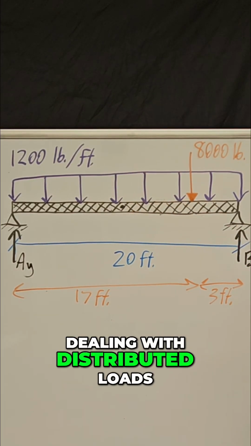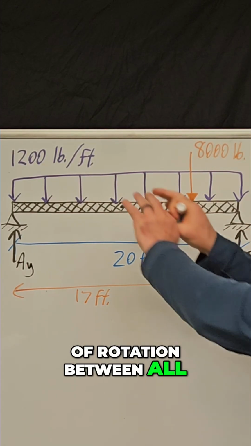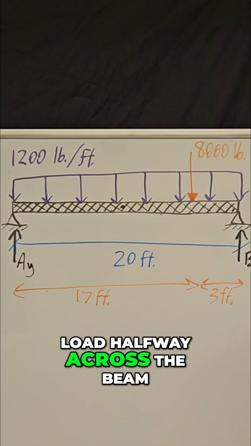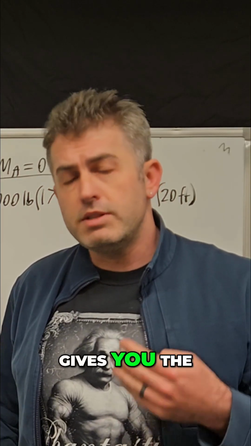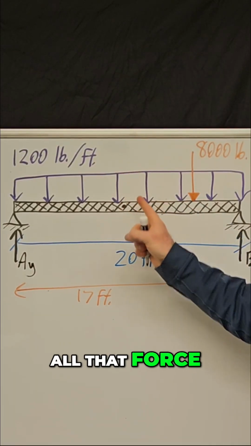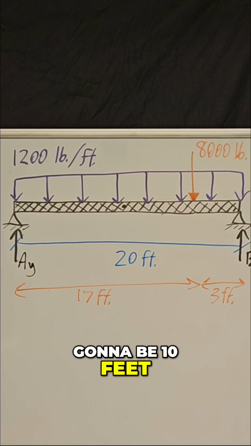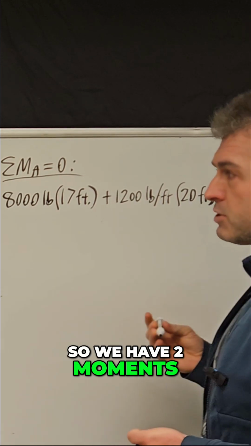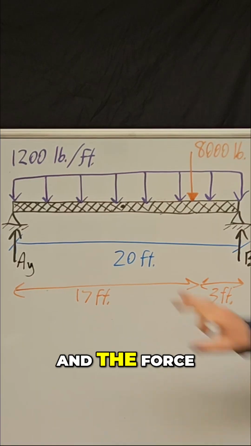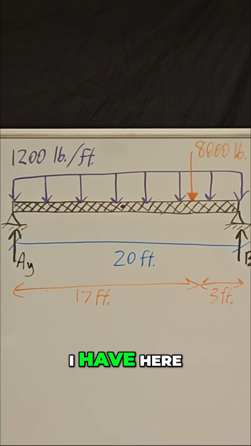So when you're dealing with distributed loads, technically there's no difference in terms of rotation between all of this load being spread out or concentrating the entire load halfway across the beam. Either way, it gives you the same moment around these two edges. So we're going to pretend all that force is acting 10 feet away from point A, so that distance is going to be 10 feet. So we have two moments, right? The force times the distance due to this force, and the force times its distance due to the distributed load. And that's what I have here.